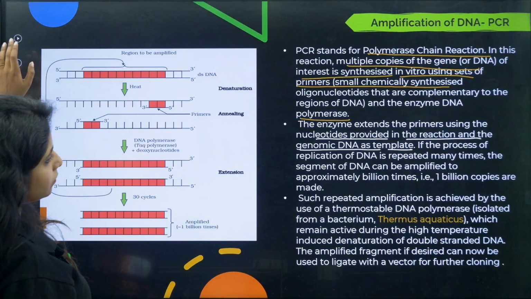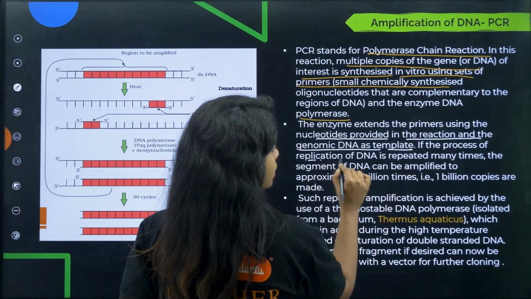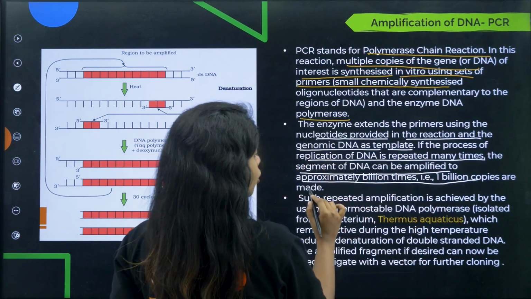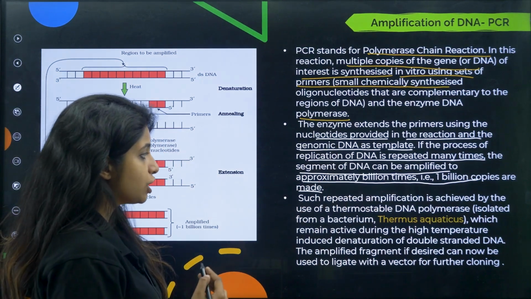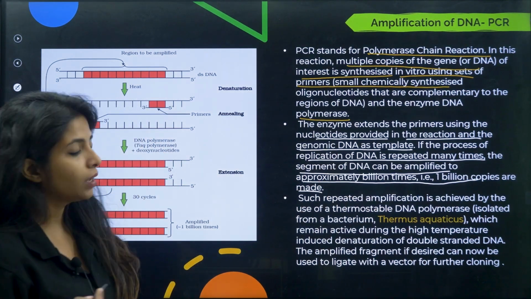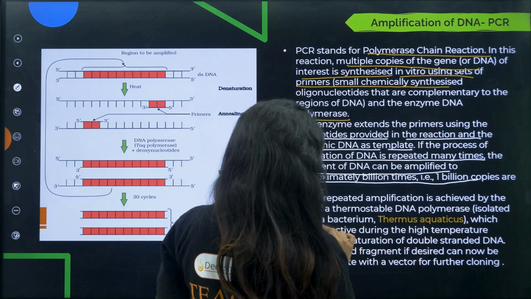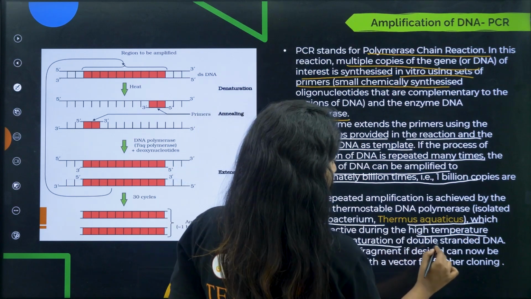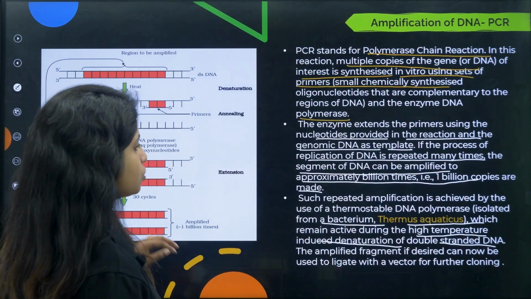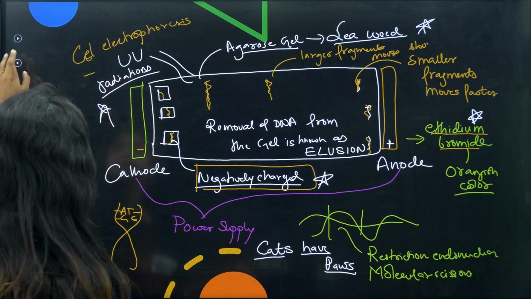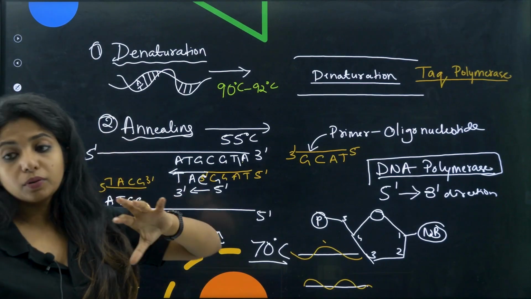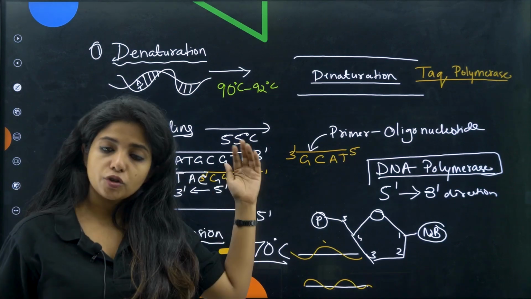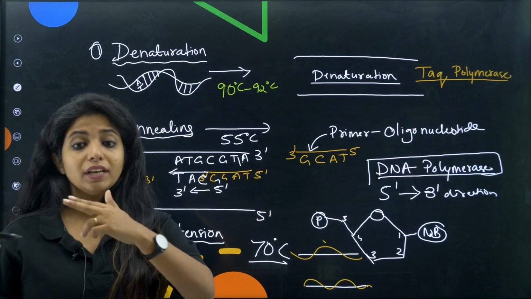If the process of replication of DNA is repeated many times, the segment of DNA can be amplified to approximately a billion times, that is 1 billion copies are made. Such repeated amplification is achieved by the use of thermostable DNA polymerase, isolated from a bacterium Thermus aquaticus, which remains active during high temperature that induces denaturation of double-stranded DNA as well. Everything is possible because of a different type of enzyme, known as Taq polymerase, which is responsible for replication, breakdown, denaturation and everything.